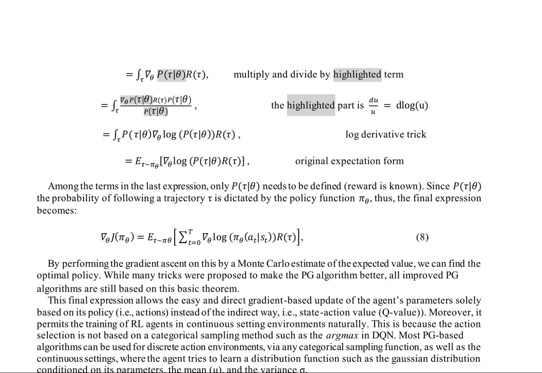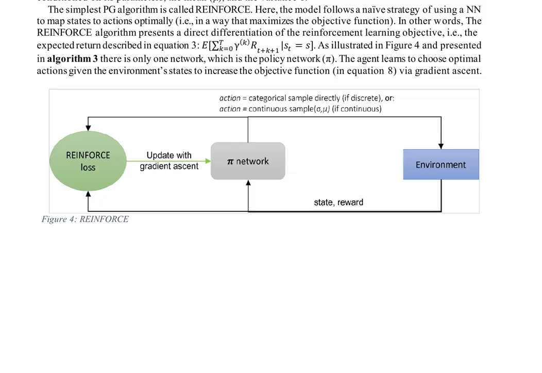This direct gradient-based update enables the training of agents in continuous setting environments, without relying on indirect methods like state action value functions. Policy-based algorithms, such as REINFORCE, are highly versatile and can be applied to both discrete and continuous action environments. REINFORCE, a simple policy-based algorithm, uses a neural network to map states to optimal actions. The algorithm follows a naive strategy of direct differentiation of the reinforcement learning objective, and the agent learns to choose optimal actions via gradient ascent, increasing the objective function.